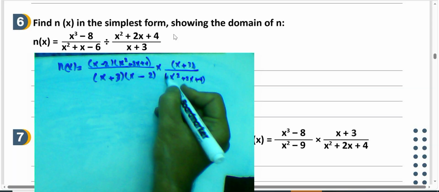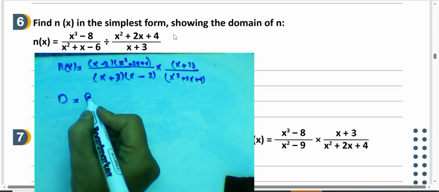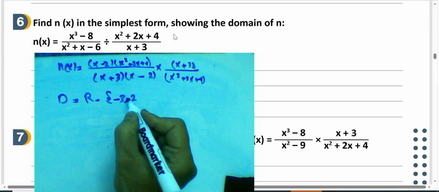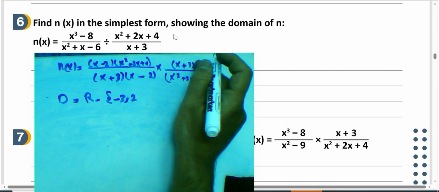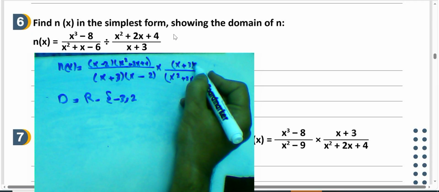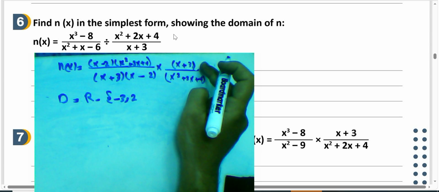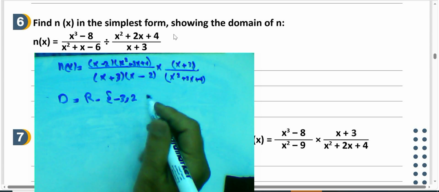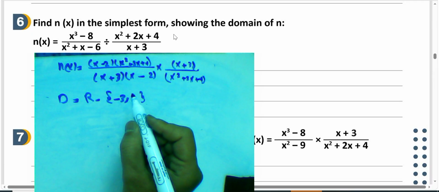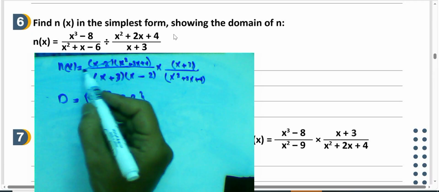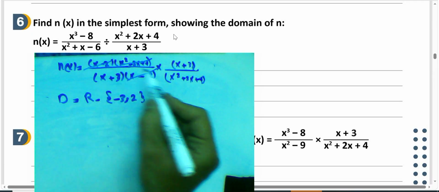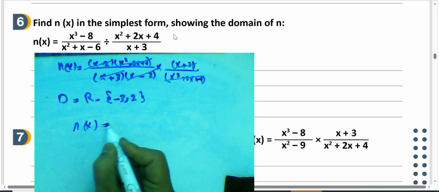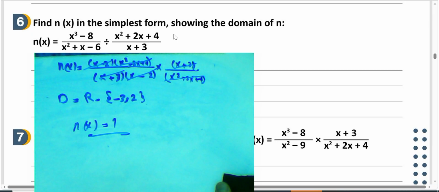We can factorize this. The domain will be R subtract by the set of zeros here, -3 and 2, and about the domain of the numerator here, also will be -3. I write it. So we can simplify this now. x minus 2 cancel by x minus 2, and this brackets by this brackets, and this brackets by these brackets, then n of x will be 1 in the simplest form.